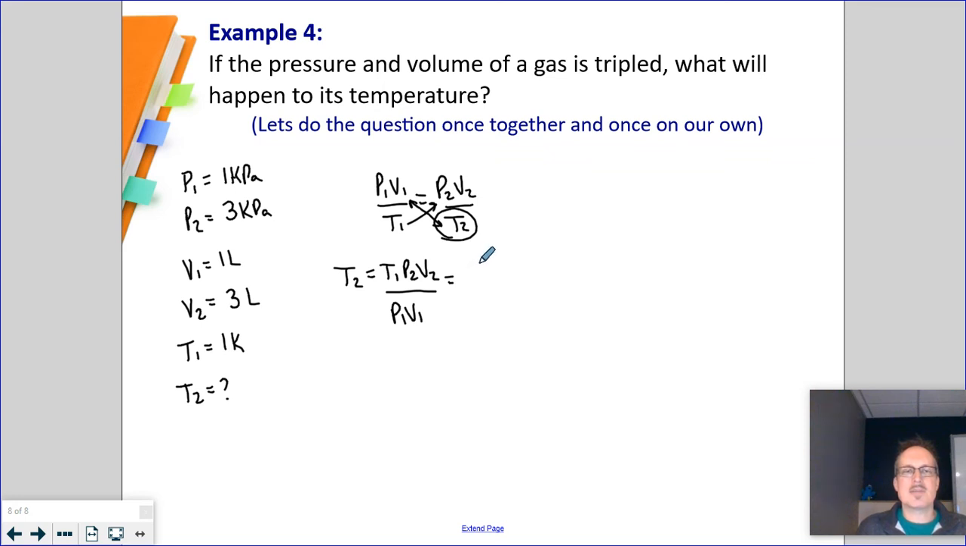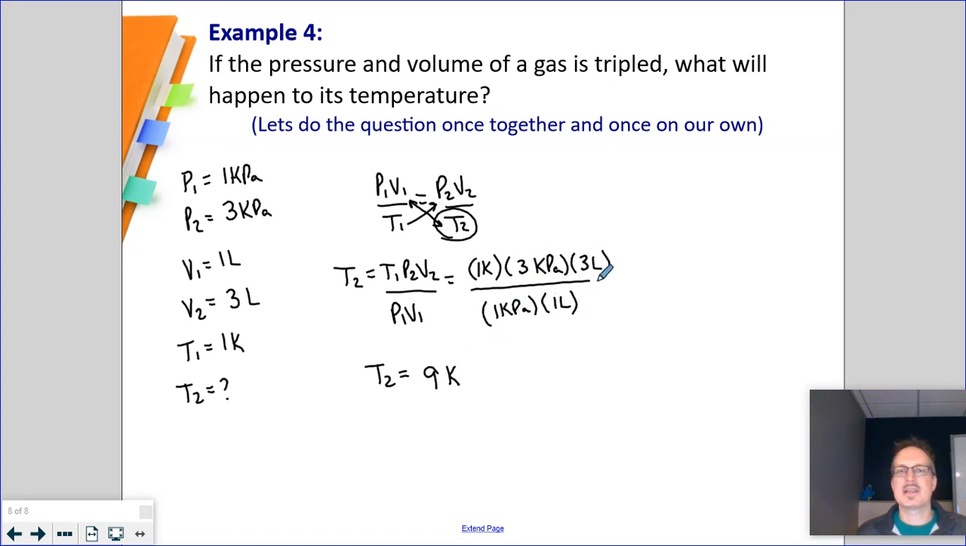So we're going to sub in 1 Kelvin times 3 kilopascals times 3 liters. I can hear my cat. Divide by 1 kilopascal. Divide by 1 liter. So I don't think we need a calculator. 1 times 3 is 3, times 3 is 9. Divided by 1 is still 9. Divided by 1 is still 9. And this is going to come out in kelvins because kilopascals cancel, liters cancel.